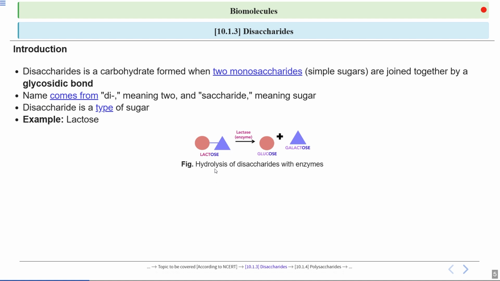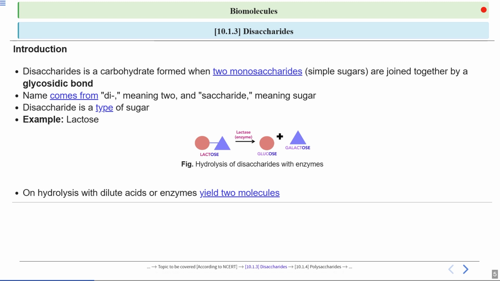What do I mean when I say hydrolysis? It is a process where water and enzymes help split the disaccharide back into two original monosaccharides. So if you see hydrolysis of the disaccharide lactose with the enzyme lactase, it splits into two monosaccharides, which are glucose and galactose.